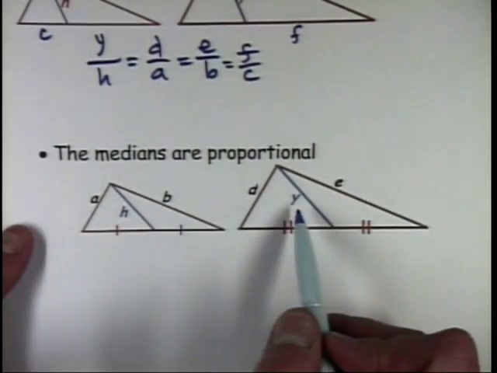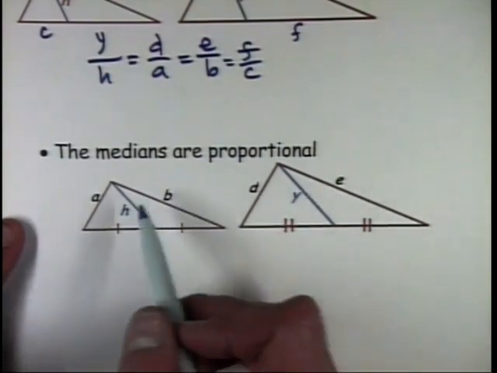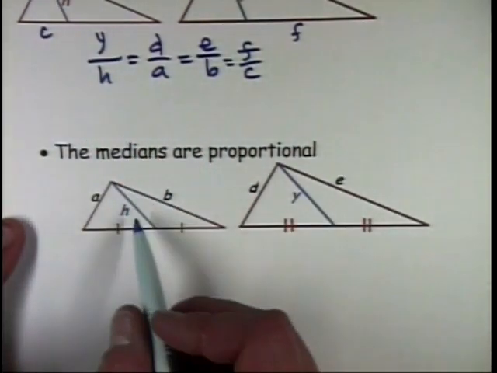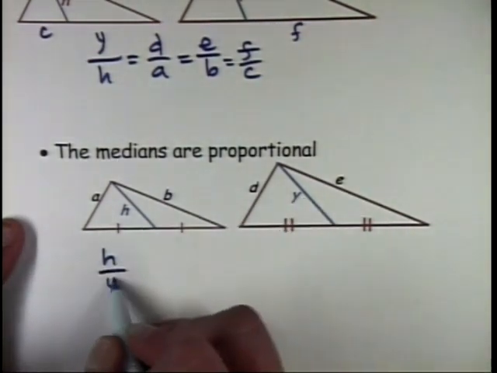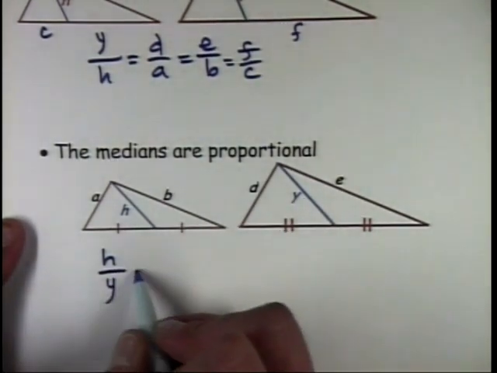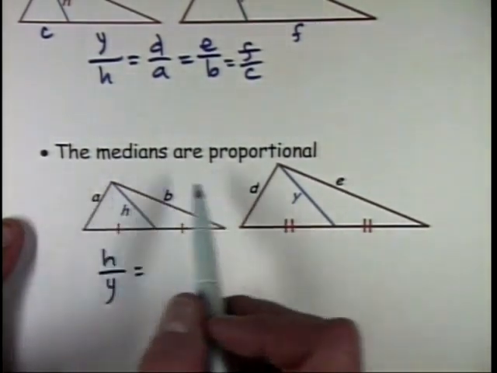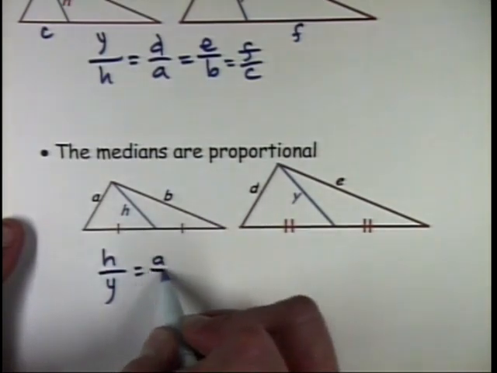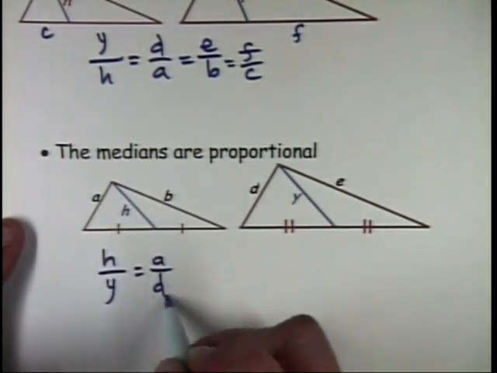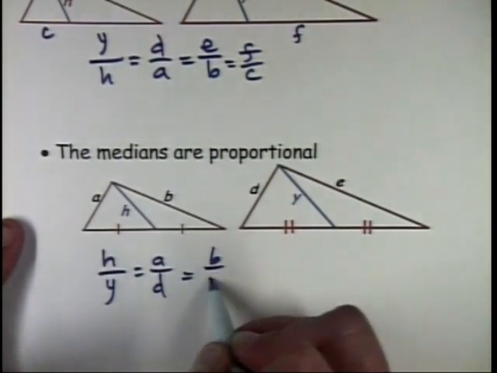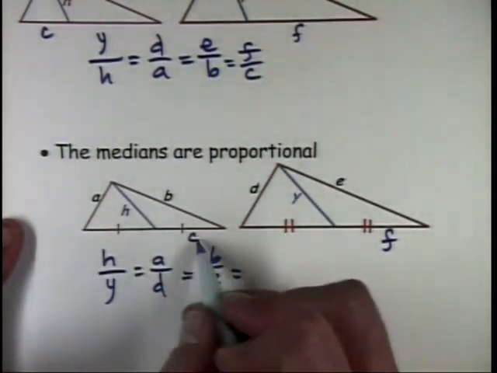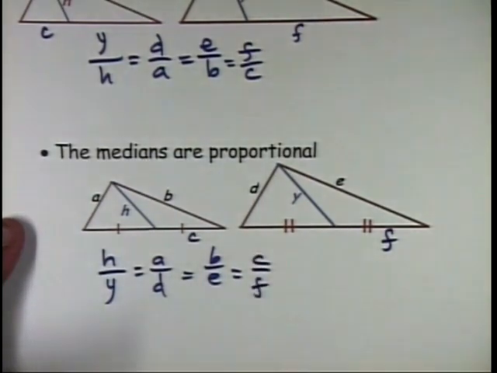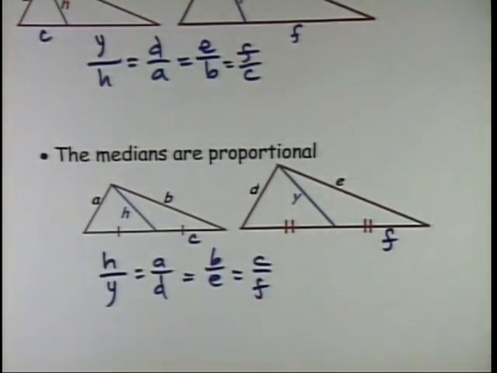So I'm calling them h and y. And I prefer to go left to right, although up here we went right to left. So small to large, I'll say h, the median of the first, is to y, the median of the second, or the large. And that's proportional to the corresponding sides. So again, this seems repetitive, and that's because it is. A is to D, as B is to E. And again, just to be consistent, we'll call that F. This is side C, as C is to F. All right? Now you know, okay?